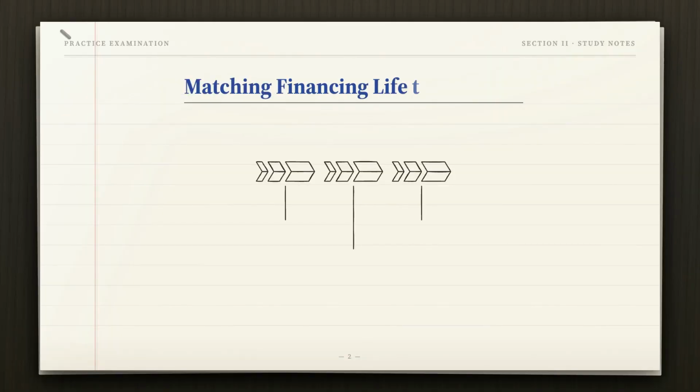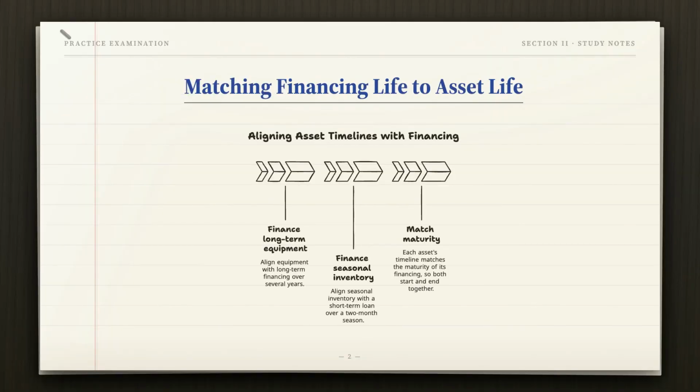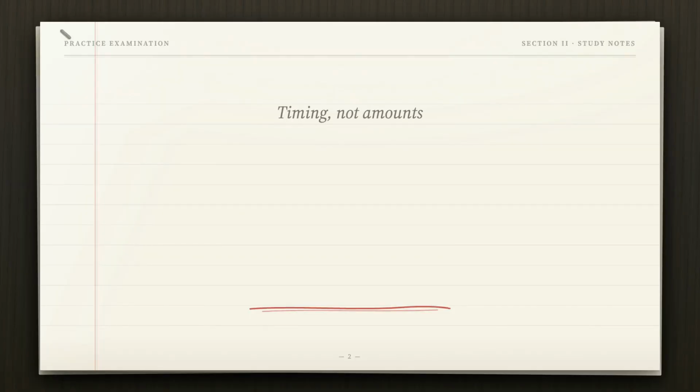its cash are gone. In practice, a manager funds equipment expected to serve for years with long-term financing and funds a 2-month inventory bulge with a short-term loan repaid when the season ends. Each asset is paired with financing whose life matches its own.